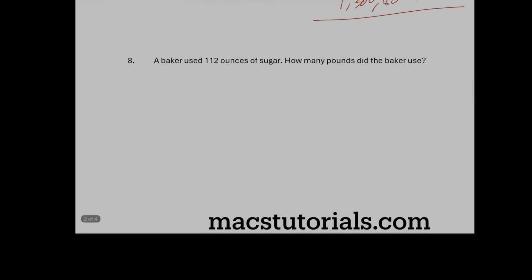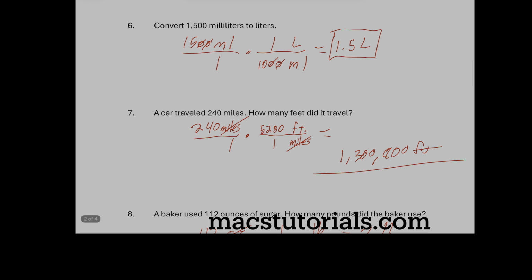A baker used 112 ounces of sugar. That's a lot. How many pounds of sugar did the baker use? Okay, if I'm going to use 112 ounces, and I'm going to multiply that by something that's ounces and pounds, I want ounces on the bottom and pounds on top so that they cancel out. Remember, there are 16 ounces in 1 pound. So now you see this is just a division problem. 112 divided by 16 gives me 7 pounds. And so there you go.